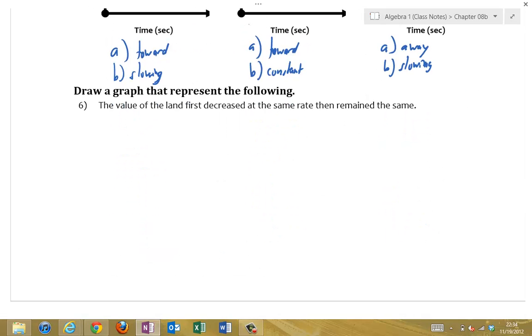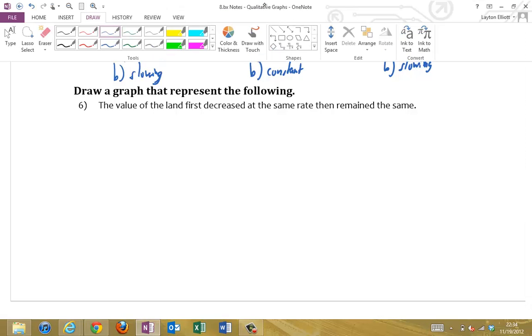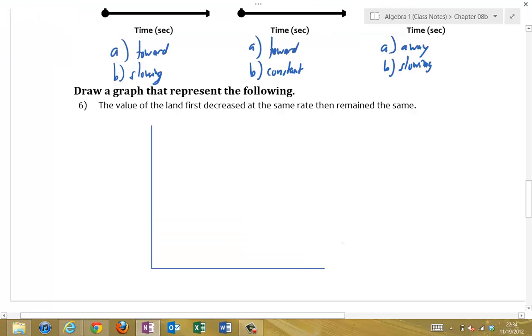Then we've got some creative ones. Draw a graph that represents the following. The value of the land first decreased at the same rate, then remained the same. So we're going to put a graph like this, which is similar to the graphs that we've been doing. I'm going to label the axis the value of the land, and then if I'm unsure about this, I can always put time and then value. It first decreased at the same rate. So it decreased, the values increased, and then the value remained the same.